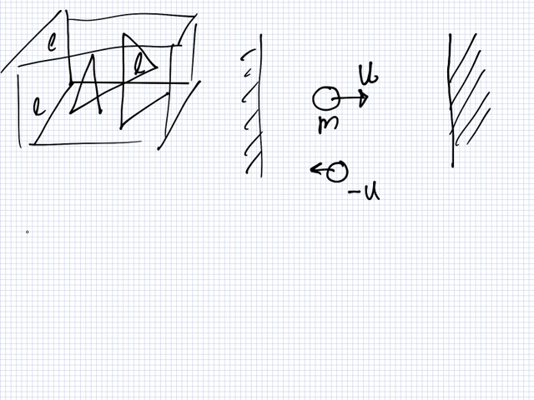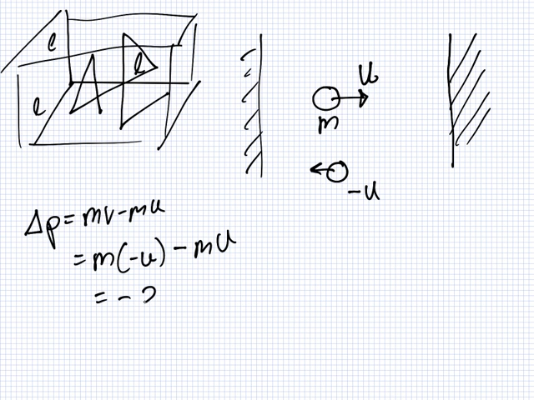Let's calculate the momentum. The momentum afterwards is mv, which is minus mu. And before, it's just mu. So the change is minus 2mu. I don't really care too much about the minus because it's just whether it's left or right. Because I don't care about the minus, I'll just write 2mu. Of course, if I drew the picture going the other way, it'd be a plus.